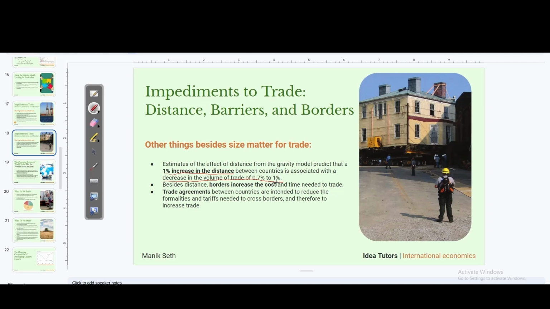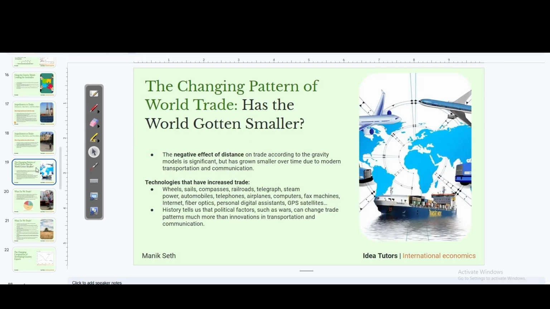Besides distance, borders increase the cost and time needed to trade, which we have already done. Then trade agreements between countries are intended to reduce the formalities and tariffs needed to cross borders, and therefore to increase trade. So if there are certain trade agreements, then we can say that there is certain ease in trading between the countries.